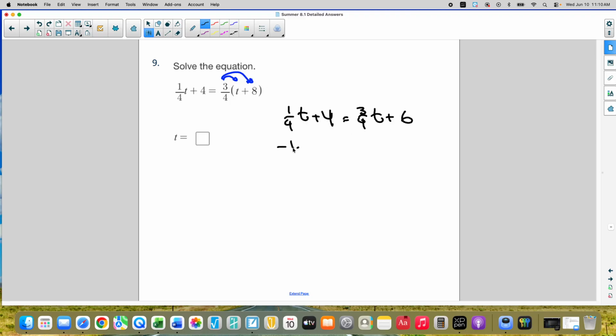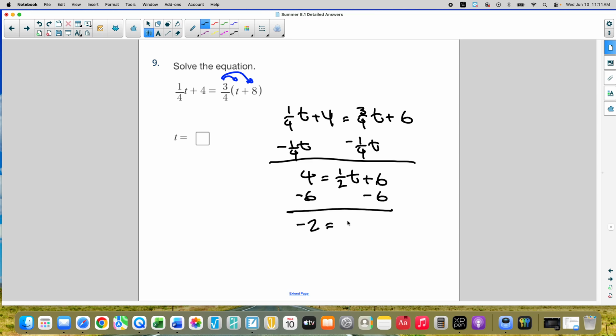I'm going to move my variables first. I'm going to subtract the 1/4 t, leaving me with 4 equals 1/2 t. You'd get 2/4, which simplifies to 1/2 t plus 6. We'll subtract 6. Negative 2 equals 1/2 t. I'm not going to divide by 1/2 because that would give me a funky fraction. So this is the one example where I'm going to multiply. 1/2 is multiplying t. The inverse of multiplying is multiplying by the reciprocal. The reciprocal of 1/2 is 2. And my final answer is negative 4 equals t.